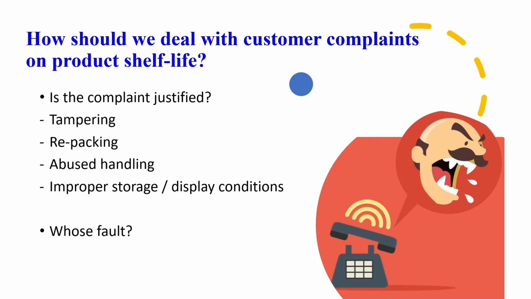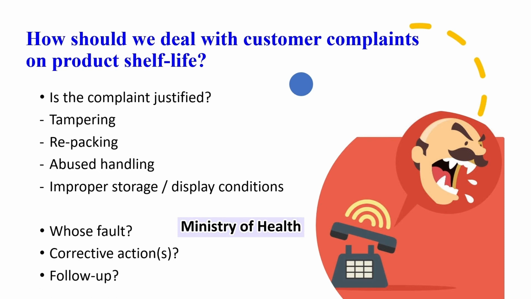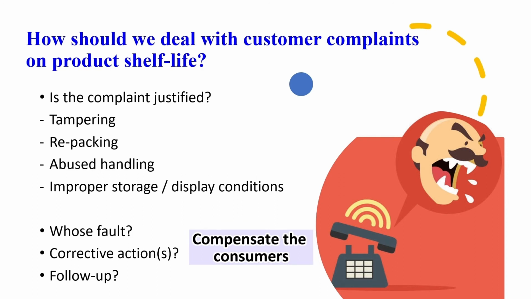Normally, the manufacturers will point the fingers at the consumers, and the consumers will be very angry and point the fingers back. So that is why we need third parties, the government agency, especially the Ministry of Health, to get involved in this case. So what are the corrective actions? Normally the food manufacturers will compensate the consumers and settle outside the court, because if the court case is delayed or extended, the company image is totally disrupted.